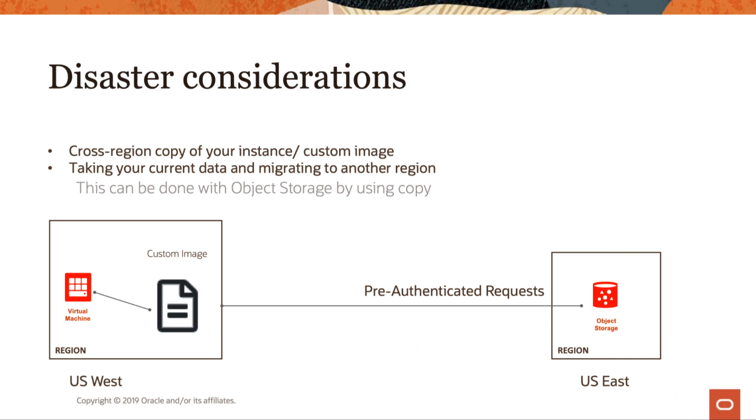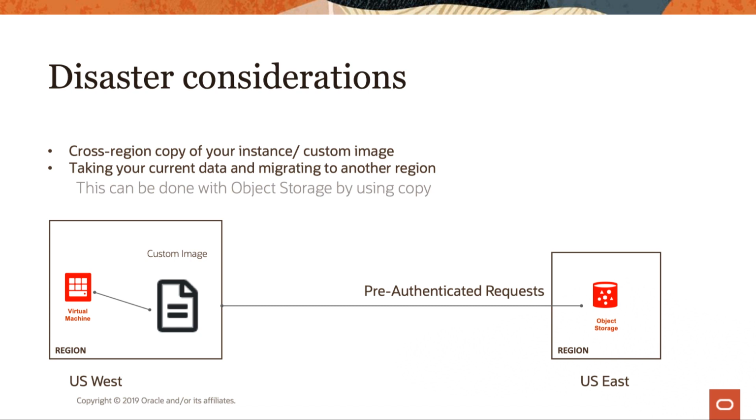But to do that for a virtual machine and to get this up and running, you would have a cross-region copy of your instance or custom image, and that can be done with object storage. So you create a pre-authenticated request to a particular object or just name it, and then you can migrate that from one region to another. So it's something that is pretty quick to do. Depending on the size of the image, it may take a little time. And then you can launch that new custom image from US East once you have it copied over. And once it's copied over, you could have user data run in there.